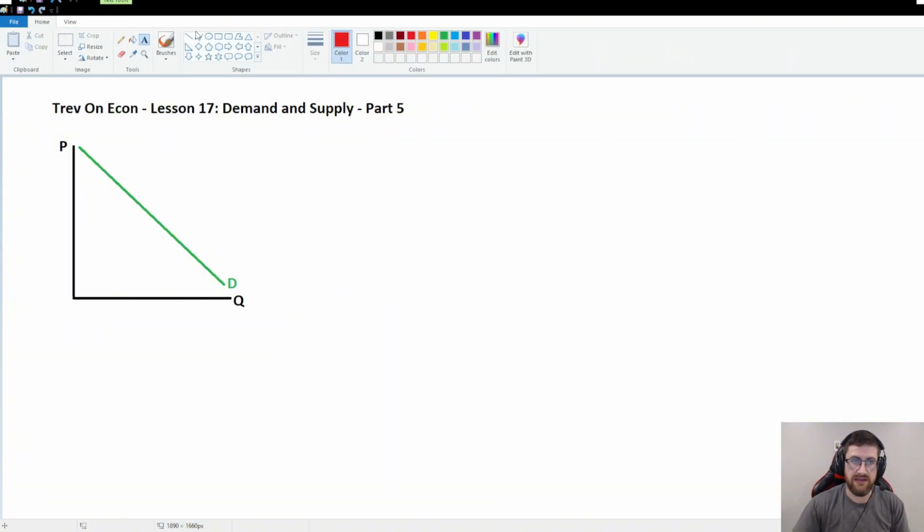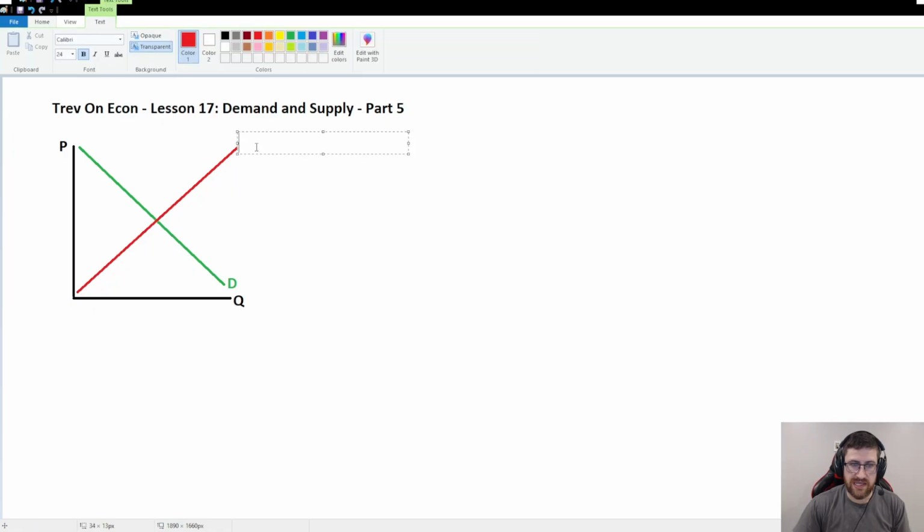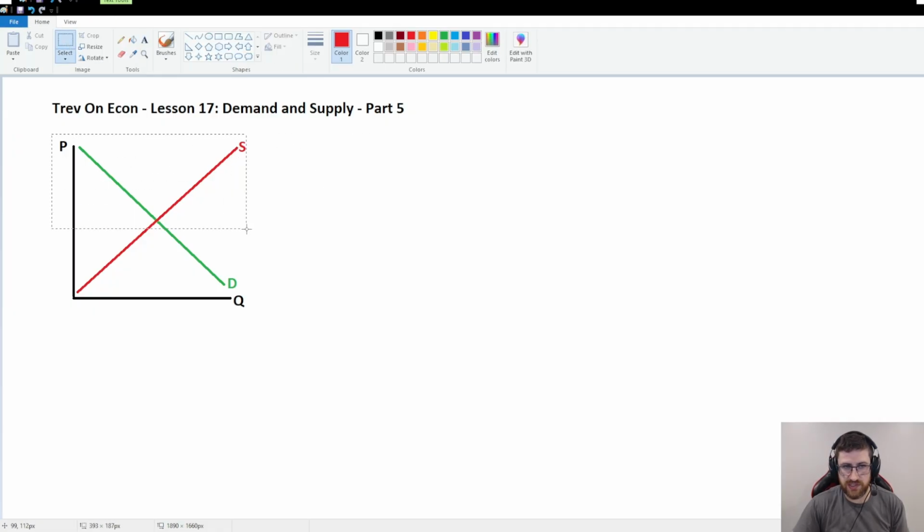For supply, it had the same set of axes of P and Q, but at low prices, we didn't want to sell any, but as prices rose, we would sell more, and we get a picture like this. Now, I'm going to copy this picture because I'm going to need it a few times today, but you are going to see this picture a lot. If you're looking into more of the macro topics, you probably see this a little less, but in the micro topics, you're going to see this all the time.